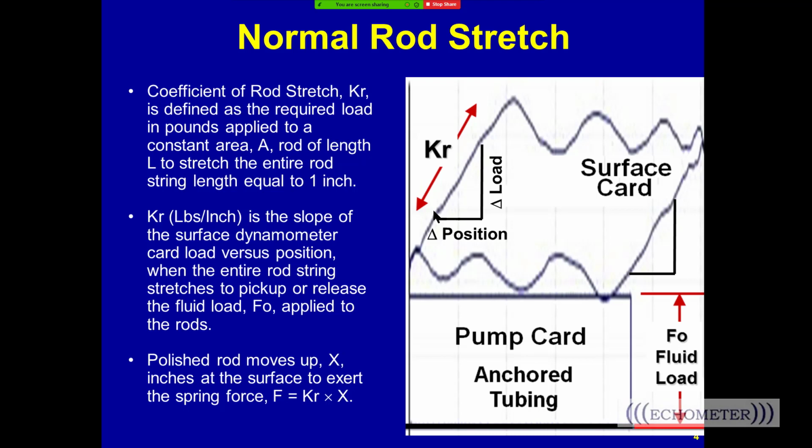Both the rods and the tubing are long, and in the well they tend to act like a spring if they can move and stretch. Often the tubing's anchored, so you don't see the tubing movement, but when the tubing is not anchored, you see the pump card show the movement. But on the surface card, when the tubing's anchored, you typically see the spring constant. The slope of the surface card is seen as you pick up the load here, and then as you release the load at the top of the downstroke.